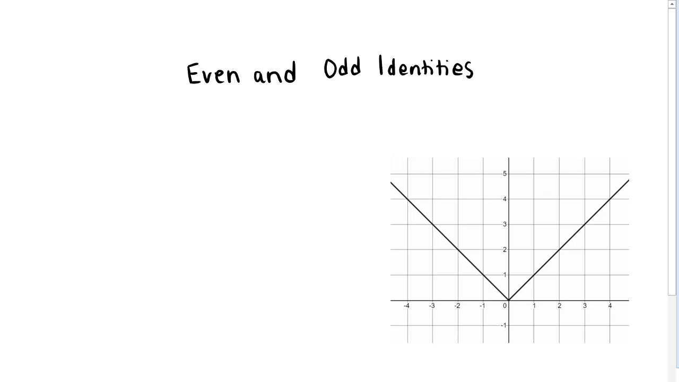On the right side of this page, I have the graph of the function f of x is equal to the absolute value of x. This is an example of an even function. What I like to point out is that there's symmetry in the graph of this function. The graph looks identical on the left side of the y-axis as it does on the right. If we were to reflect this graph over this vertical line, we would end up with the same graph as what we started with.